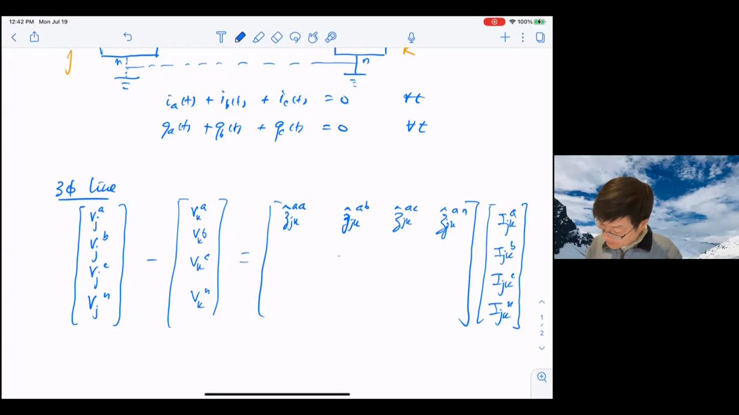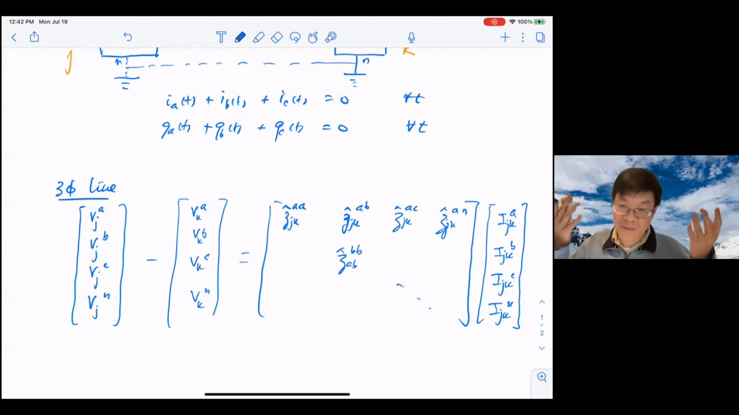And similarly, this is Z-hat BB, and so on, right? So these are just entries. We're just calling some names. Doesn't matter, right? It's just some names that we call that define the matrix that defines the linear relationship between the current on the lines and the voltage drops.